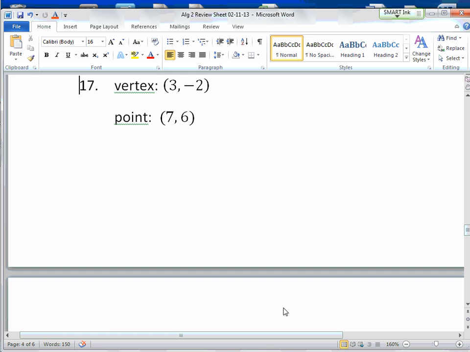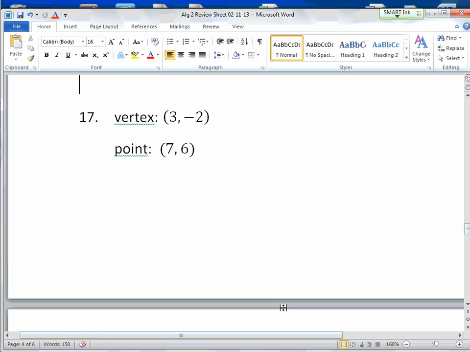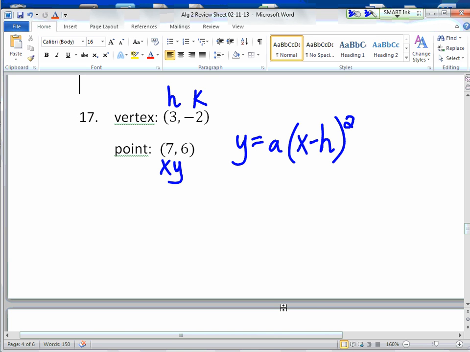Okay, so I'm just going to move the screen up a little bit. Okay, so let's label our vertex hk and our point xy. And I'm just going to rewrite the equation just so that this is really getting solidified in your memory, because you are going to need to memorize this for your tests. So one thing that's important to note is that we have a negative here and a positive here.